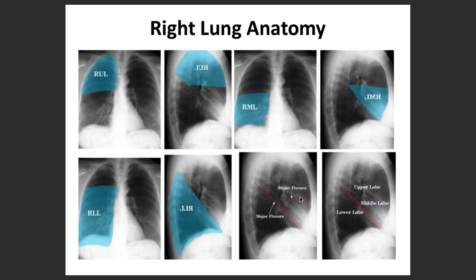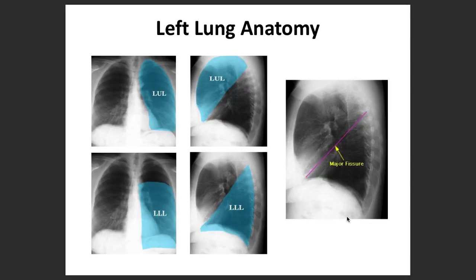The minor fissure, as you can see, goes only halfway. However, the major fissure is the one which goes completely across. Okay, so that is the one which divides into the upper lobe, middle lobe, and the lower lobe. However, we all are aware the left lung has only two lobes, right? So there's a major fissure: left upper lobe, left lower lobe.